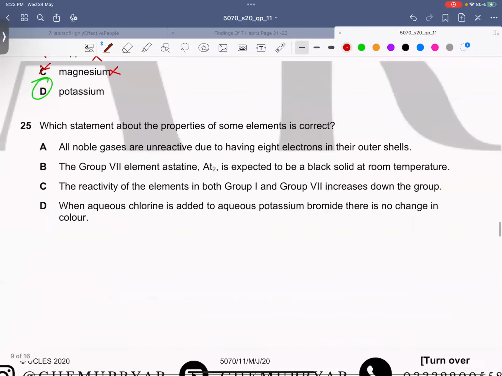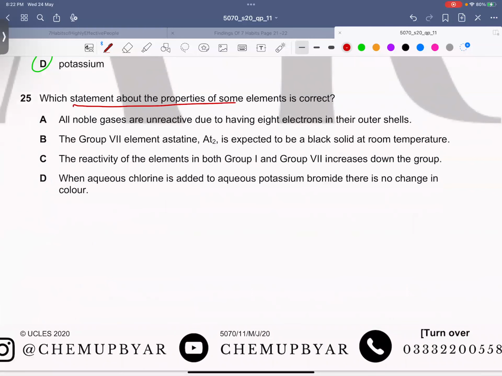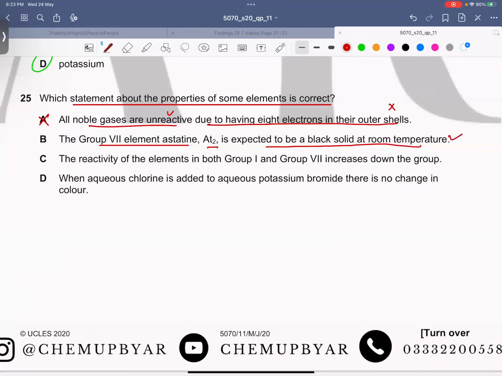Now, question number 25. Which statement about the properties of some elements is correct? All noble gases are unreactive due to having 8 electrons in their outer shell. No, wrong, because the first noble gas is helium, which has only 2 electrons in its valence shell. The group 7 element astatine is expected to be a black solid at room temperature. Yes, because the color goes darker down the group, and iodine is a gray-black, so it is expected to be a black solid. But we will further check whether the next statements are wrong or correct.